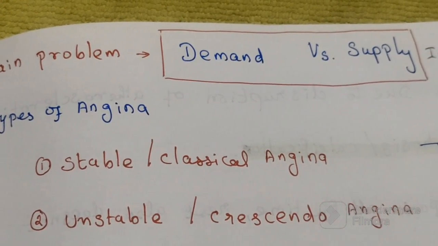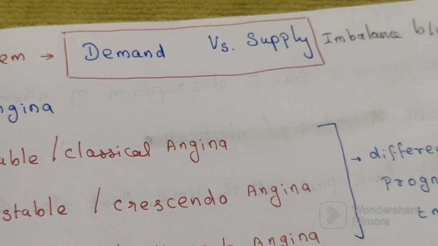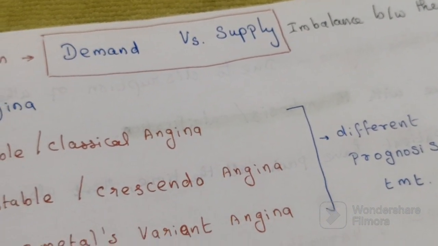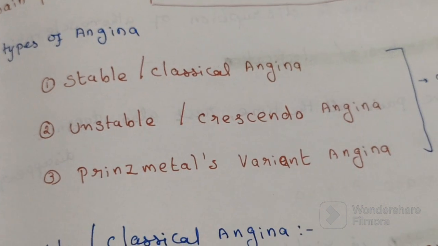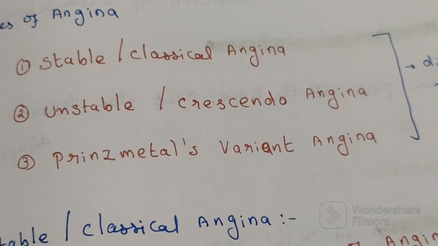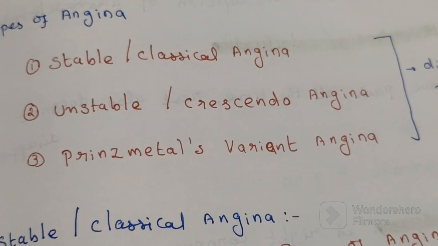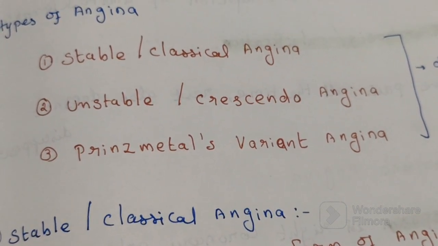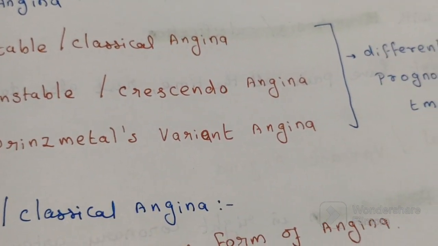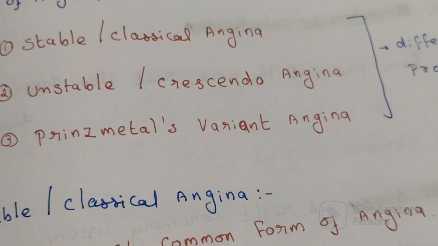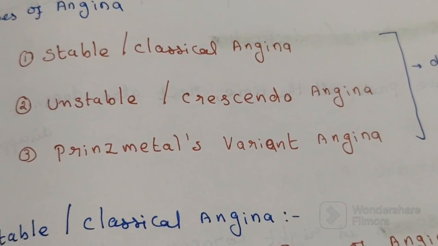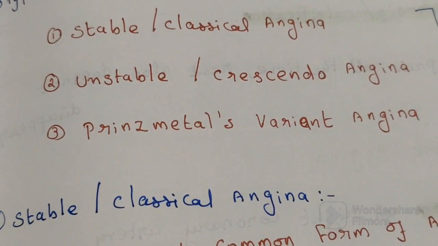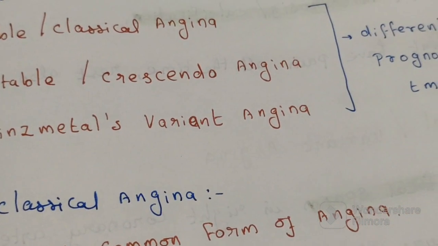So what is the main problem? The main problem is demand versus supply. There is an imbalance between them. What are the three types of angina? Stable or classical. Second, unstable or crescendo angina. Third, Prinzmetal or variant angina.